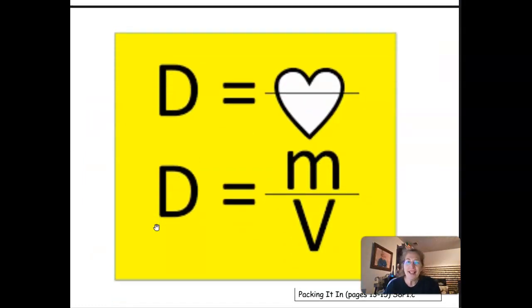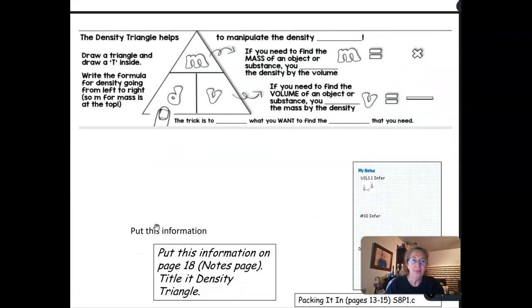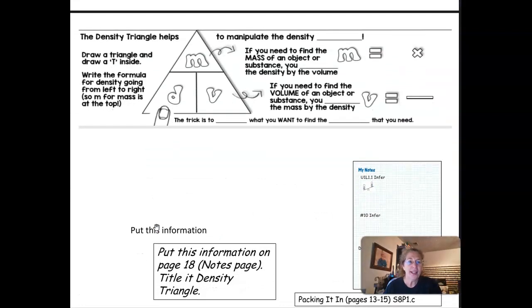The formula for density is mass divided by volume. And this cute little example shows that if you cut the top part of the heart off, you end up with m divided by v. You'll become familiar with these triangles. They're going to help you figure out what to do with equations. So it's kind of a help.